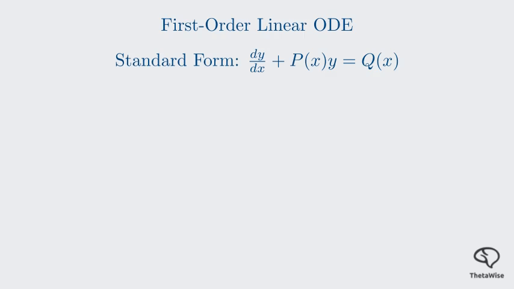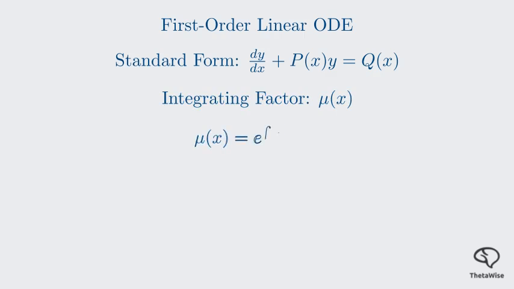To solve this type of equation, we use a clever technique called the integrating factor method. The goal is to make the left side of the equation the result of a product rule. We do this by multiplying the entire equation by a special function called the integrating factor, which we denote by mu of x. The formula for the integrating factor is mu of x equals e to the power of the integral of p of x dx. Let's see why this works.